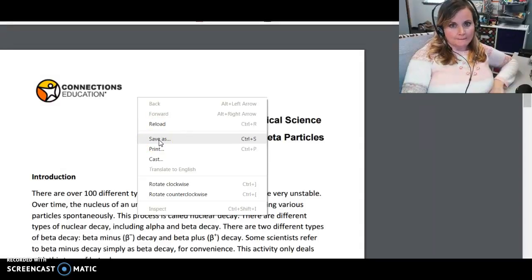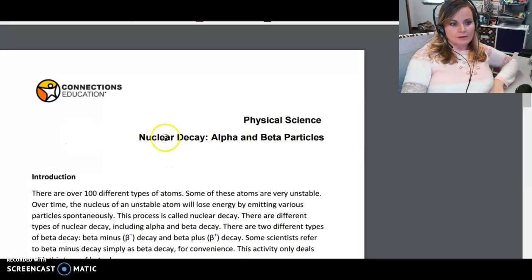I would highly recommend, if you don't already do so, that you have subject folders for each of your classes and that you save it in one of those subject folders. If not, save it to your desktop because that's an easy place to locate it. And just make sure you name it something that makes sense. Maybe nuclear decay portfolio or something like that.